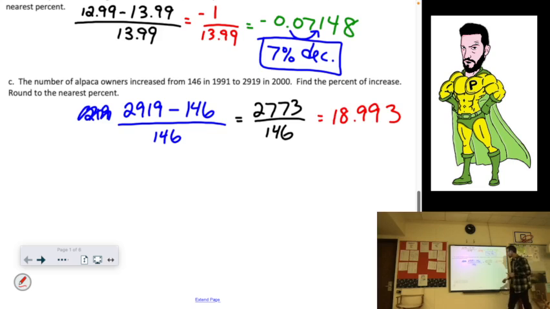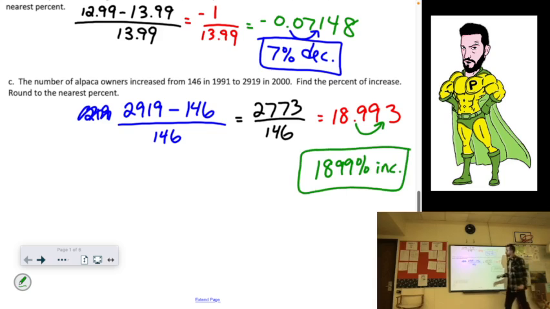18.993. It says to round to the nearest percent. So move the decimal twice, it becomes 1,899.3, which would stay 1,899%. And it was an increase.